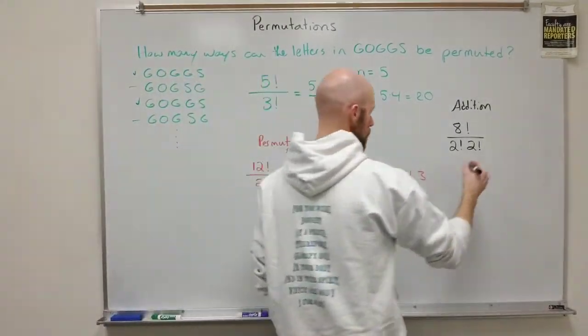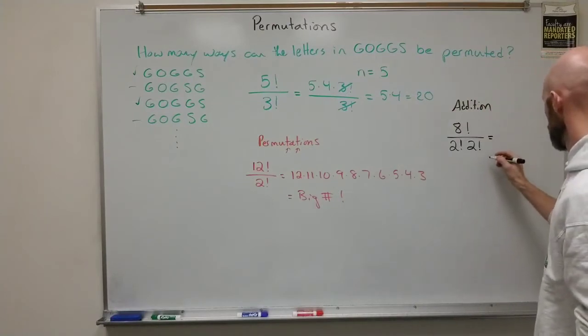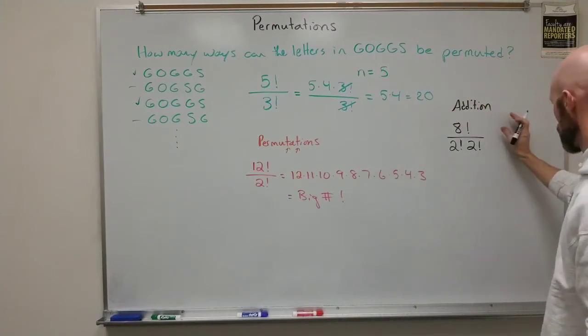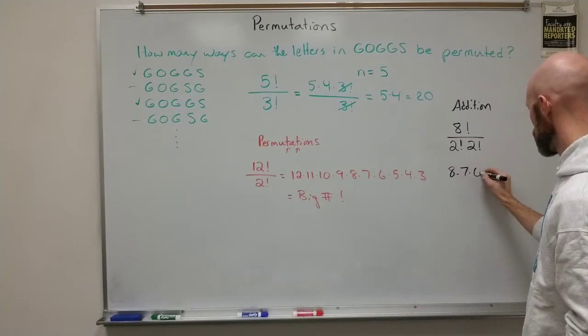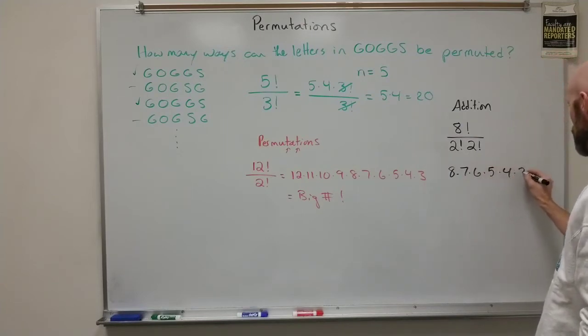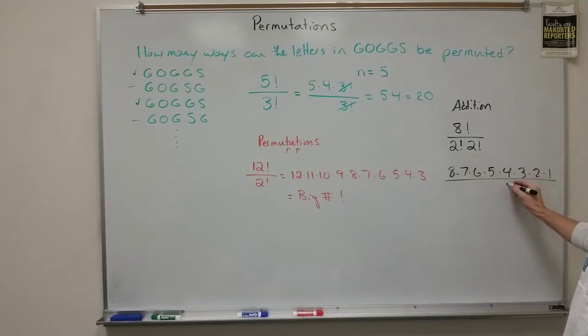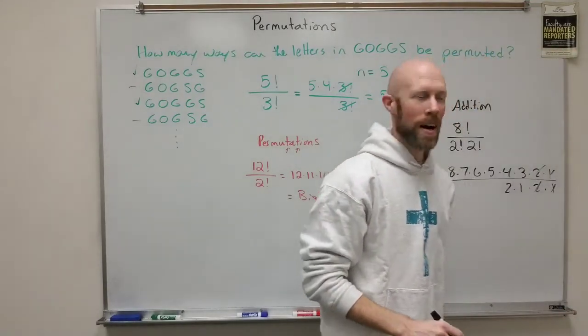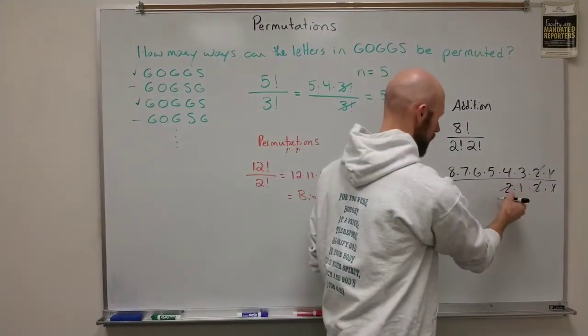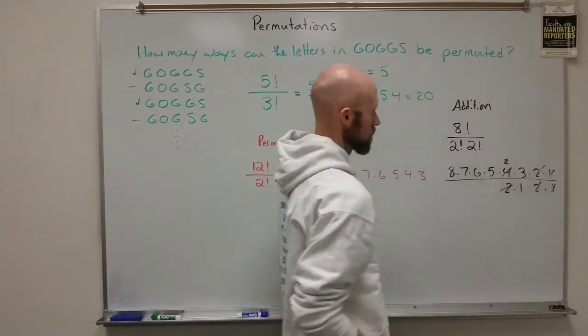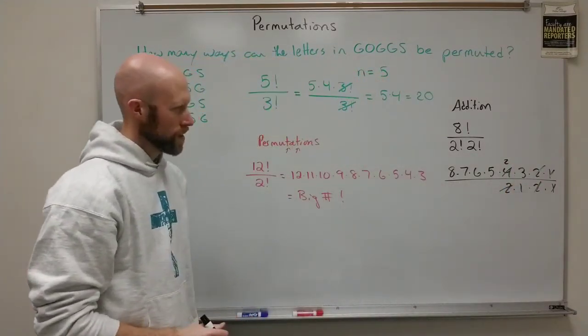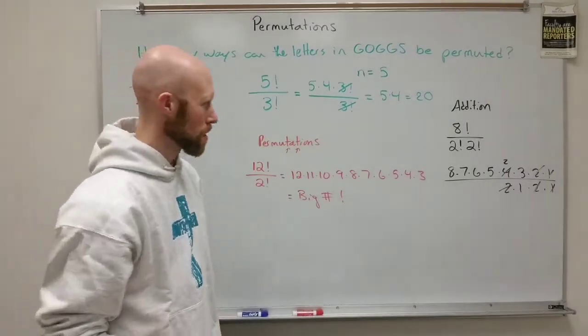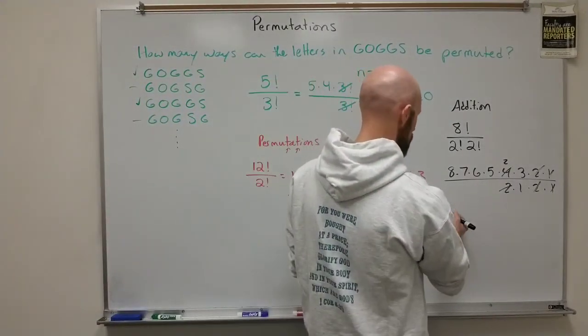So that would give me, well, oops. I guess I'll write that underneath. I have more room. 8 times 7 times 6 times 5 times 4 times 3 times 2 times 1. And then on the bottom, I've got a 2, a 1, a 2, and a 1. Well, I can cancel off some of this stuff. I've got another 2 here that cancels with maybe the 4, reduces anyway. Okay, so I can just do some canceling and maybe get a nicer value here.